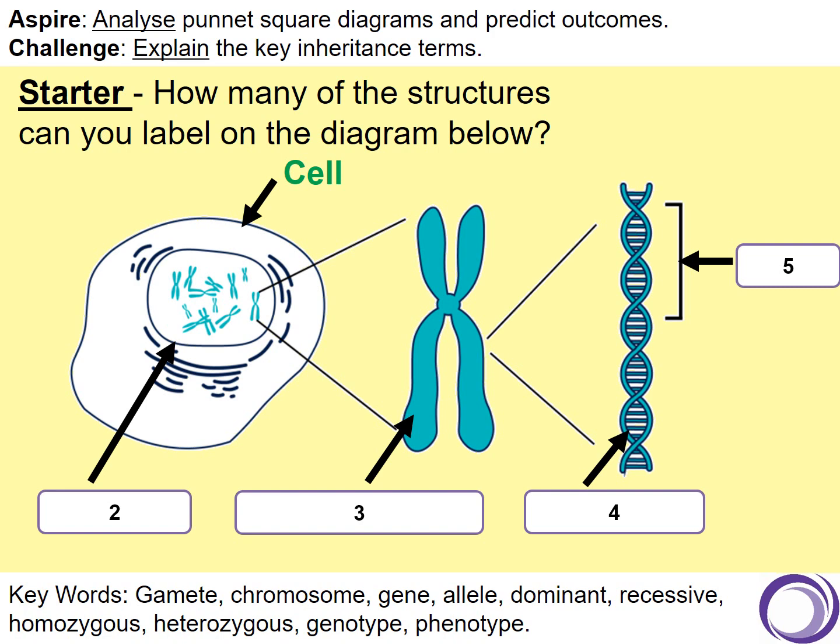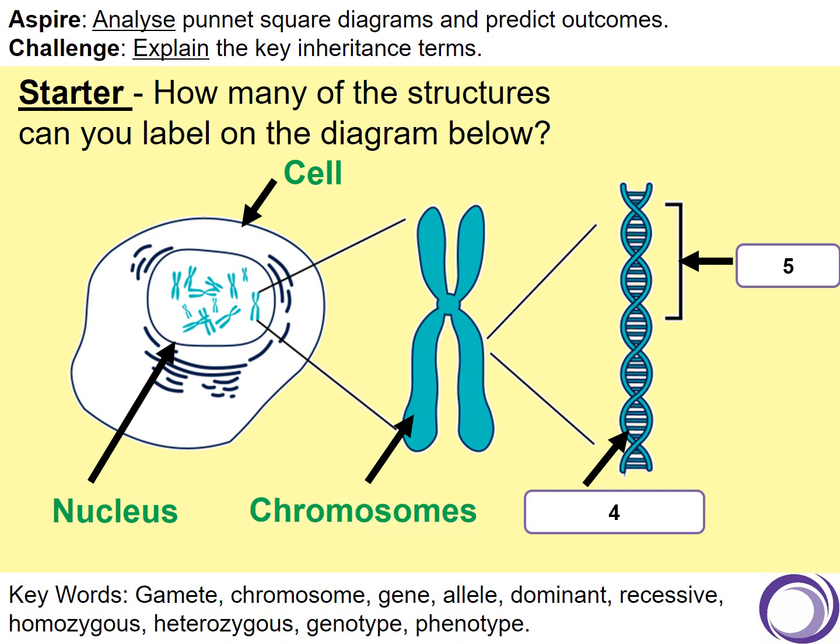Under box 2 then, you should have the word nucleus. It's pointing to everything inside that rectangle shape inside the cell. And under box 3, you should have had the word chromosome. Sorry, my transition didn't quite work then, did it? But you should have had the word chromosome. Under box 4, you should have had DNA. You might have got the word helix, but DNA on its own is fine.